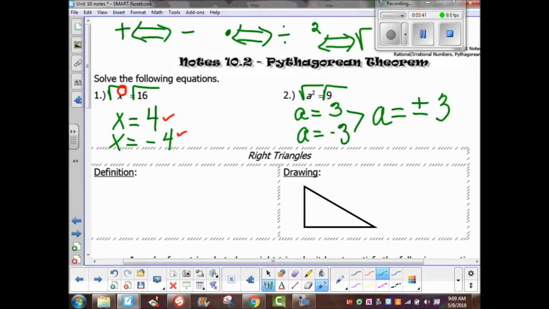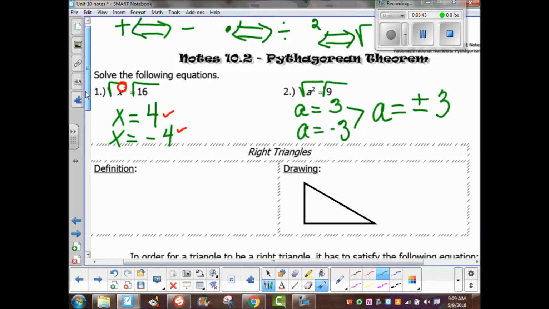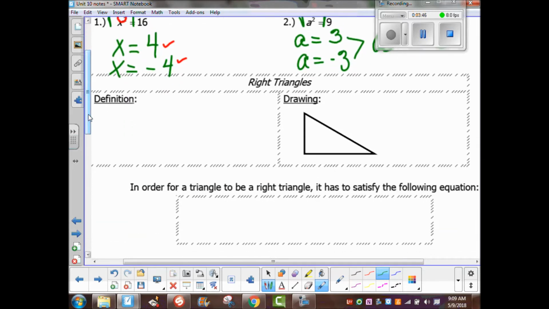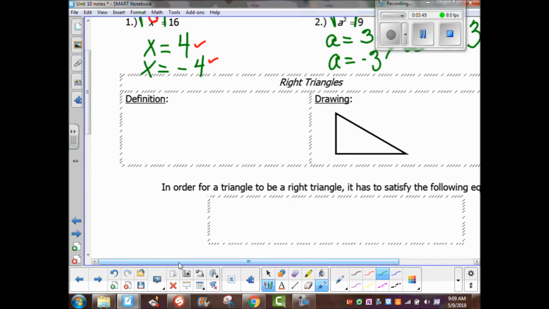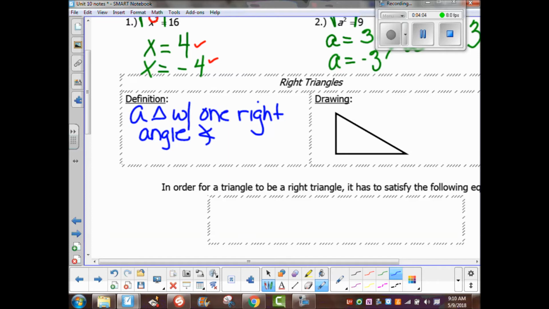All right, so let's talk right triangles. What is the definition of a right triangle? It's a triangle with one right angle. Our angle symbol is that less than symbol with sort of a little half circle through it. And that drawing that's there, you guys have to put that there. I already have my triangle drawn. To indicate that there's a right angle, you put that little box where the right angle is.